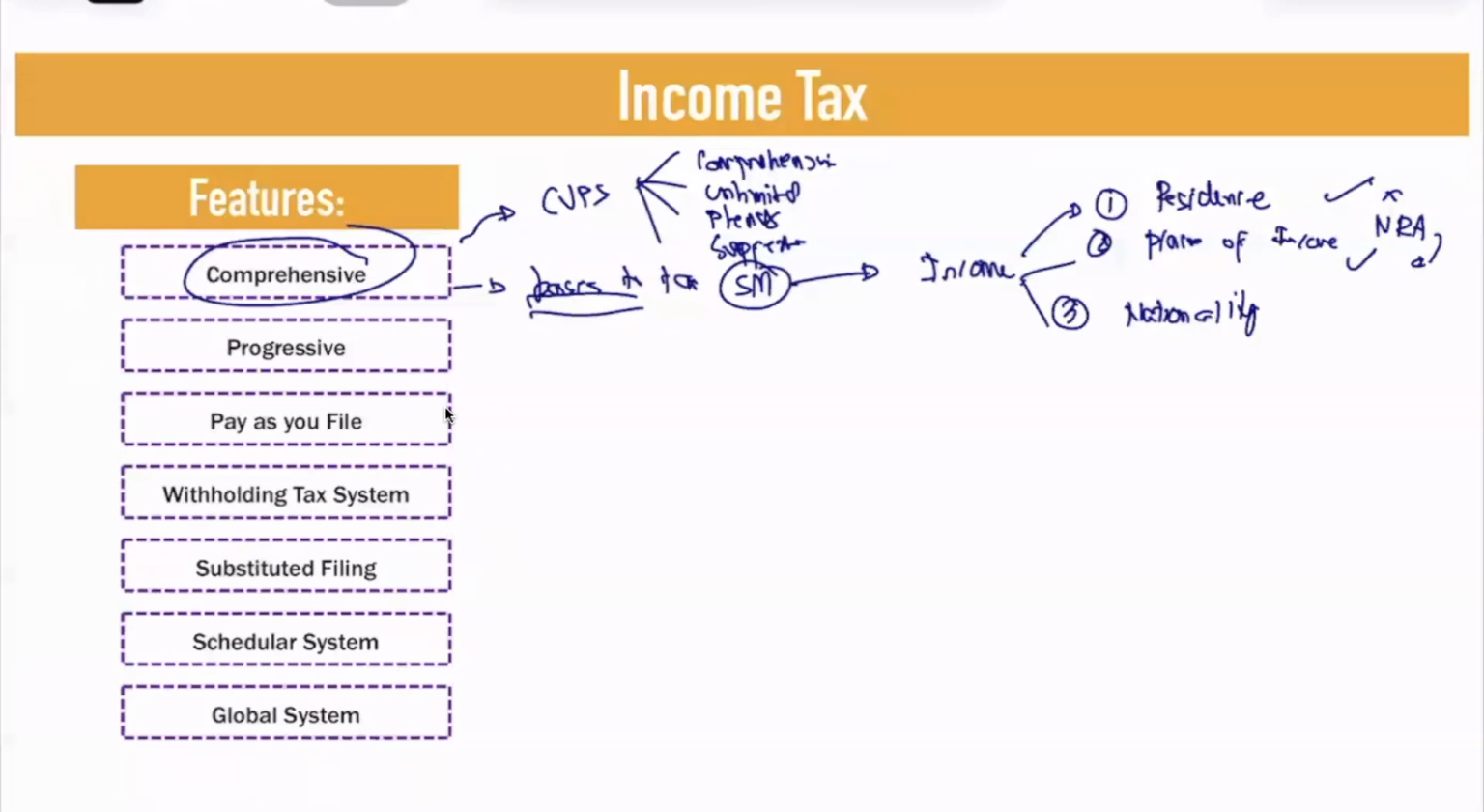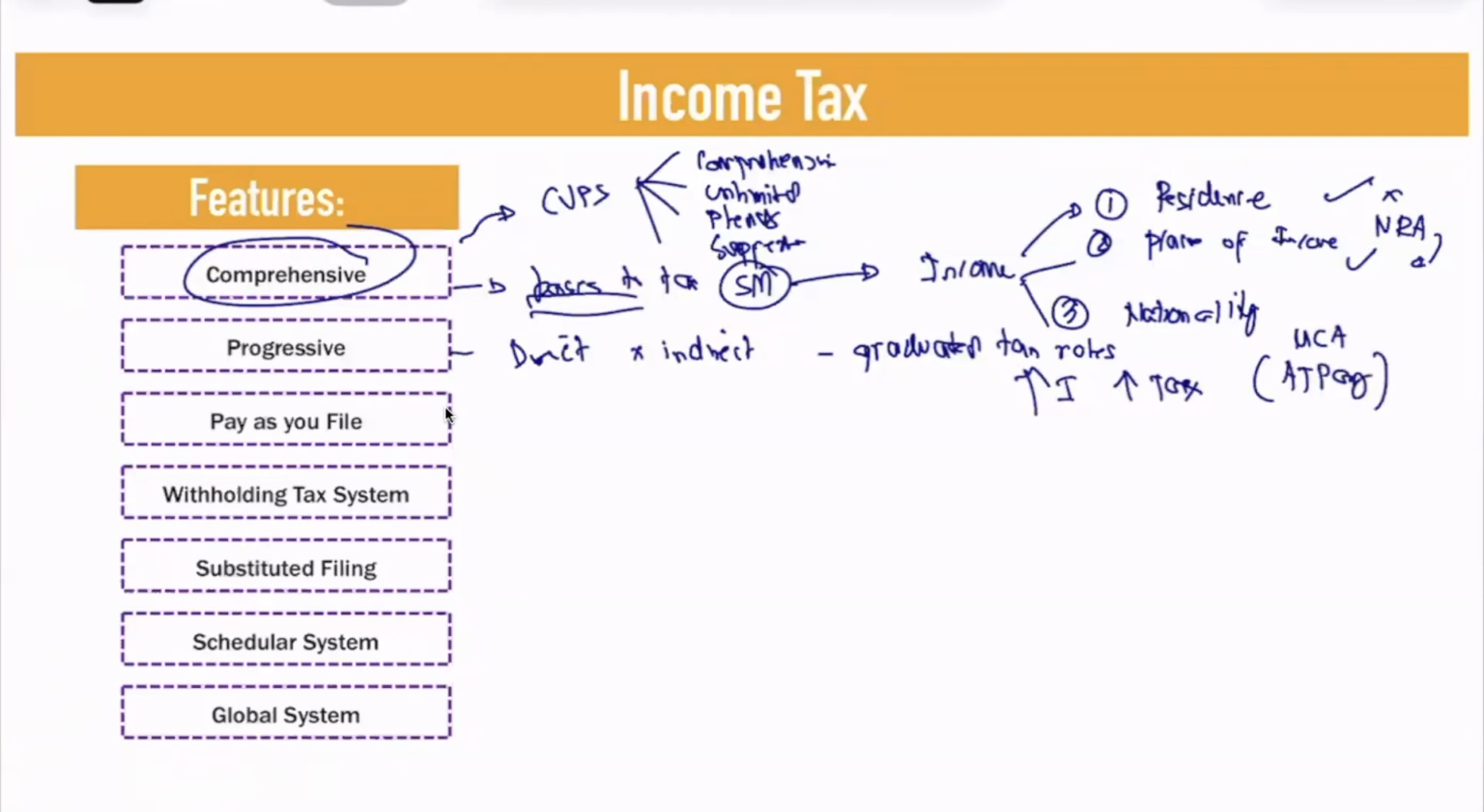Another one, income tax is progressive. So when we say progressive, again, it is more direct rather than indirect, and it is also subject to graduated tax rates. When we say graduated tax rates, the higher the income, the higher the tax. The higher the income, the higher the tax. Again, what is the method of cost allocation? The method of cost allocation is the ability to pay.